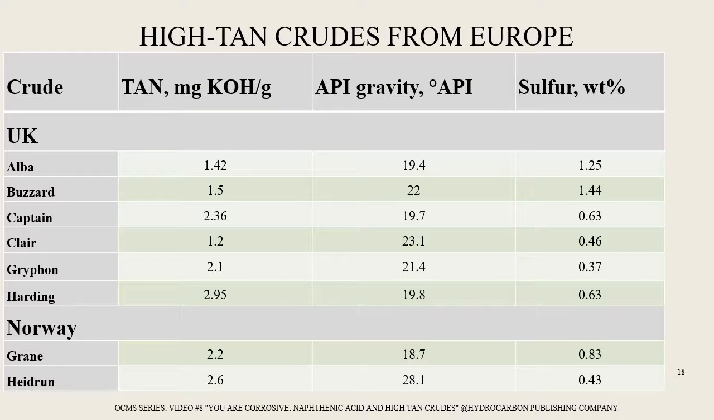As mentioned previously, refiners in Europe are facing a challenge of increasing TAN in crude. The following table shows the TAN value, API gravity, and sulfur weight percent of some high-TAN crudes in Europe, which include Alba, Buzzard, Captain, Clare, Griffin and Harding from the UK and Grane and Heidrun from Norway.